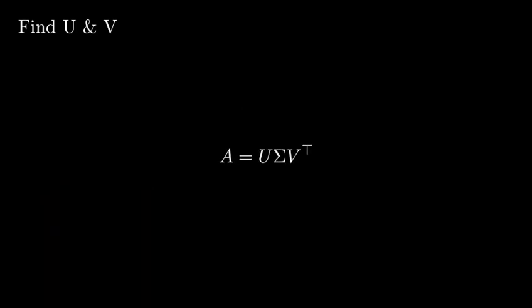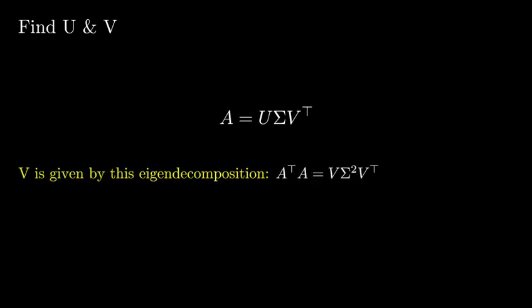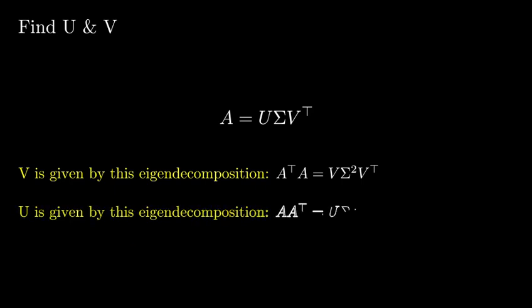Let's summarize what we have so far. We wanted to find a U and a V that satisfy this expression but are also orthogonal. We found that the eigendecomposition of A transpose A would give us an orthogonal matrix V. And similarly, we found that the eigendecomposition of A A transpose will give us an orthogonal matrix U.